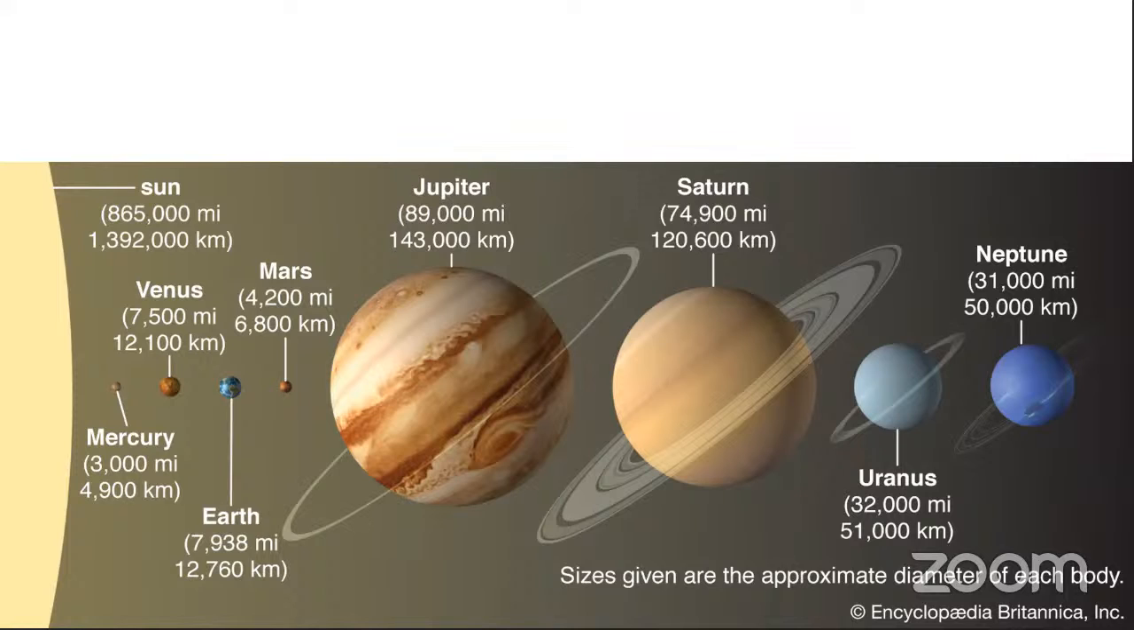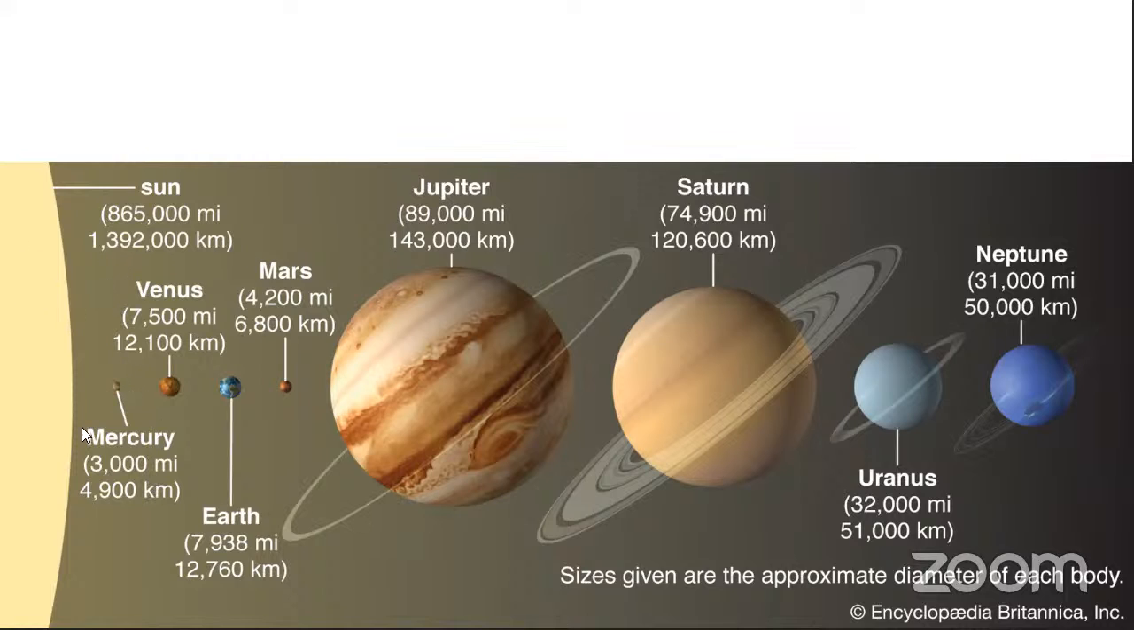The sun is at the left extreme. The dimension is 1.4 million kilometers. The radius is 70 million kilometers... sorry, 0.7 million, and 1.4 million kilometers is the diameter of the sun.